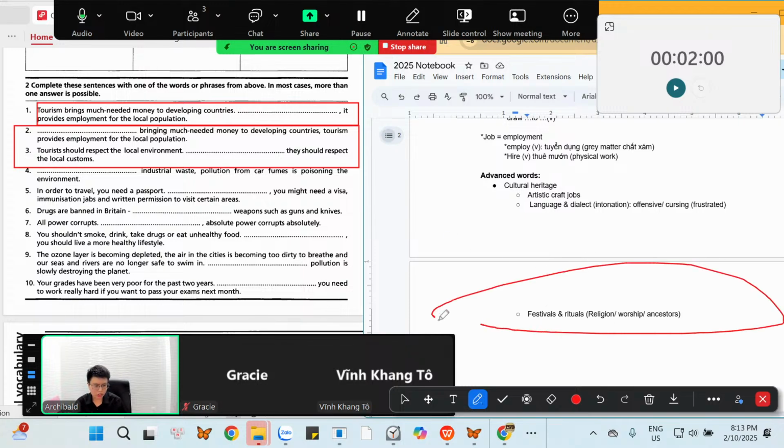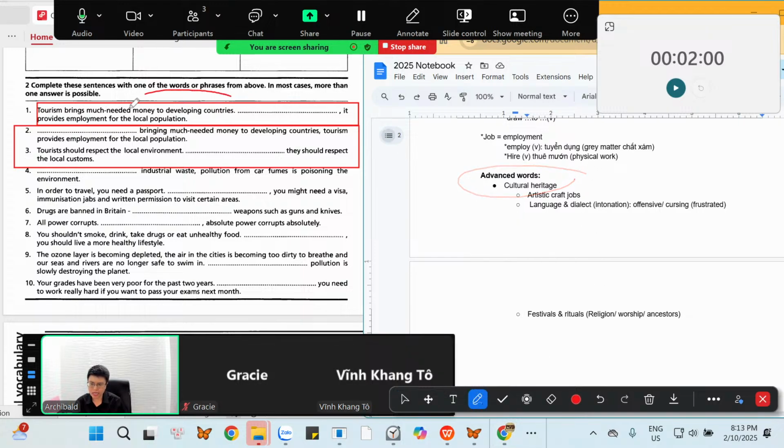So here, okay, the next list that we have is festival and racial, religion, worship, and ancestors. Here, cultural heritage for developing countries to welcome tourists to come to our countries. So let's go. Festivals. In Vietnam, okay, we have lots of festivals such as Tet holiday, the National Liberty Day, okay, such as April 30th, lots of festivals in our country.